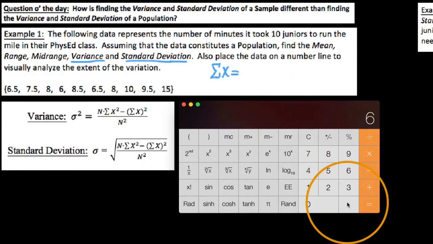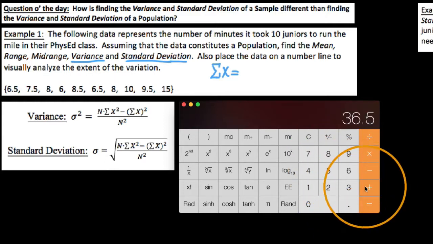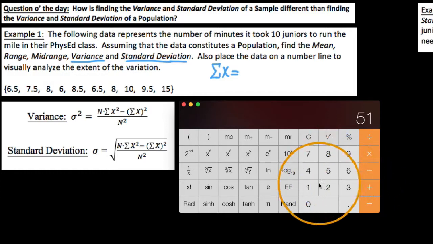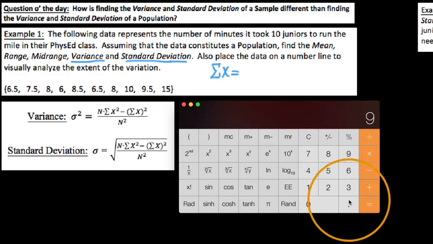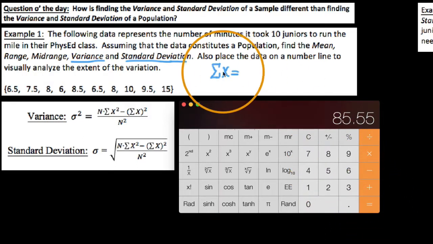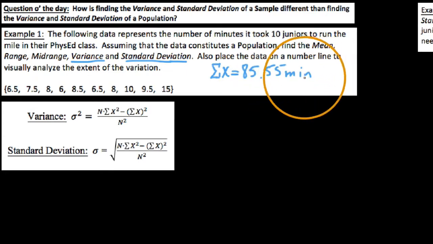We'll just type this in, and we say 6.5 plus 7.5 plus, we have an 8-minute time, a 6-minute time, looks like we have an 8.5-minute time, a 6.5-minute time, 8, and then 10, and then we have a 9.5, and then finally somebody took 15 minutes to run it. So the sum of our data is 85.5, or 85.55. We want to label this, okay? This is in minutes, all right?